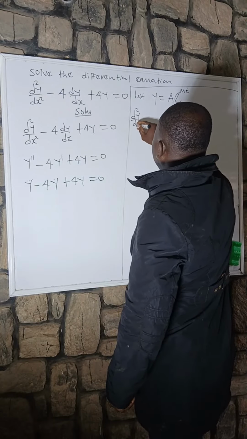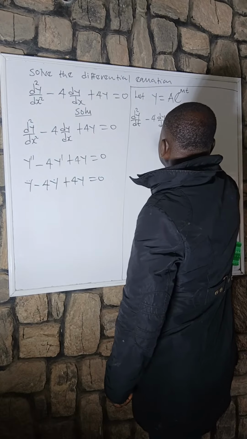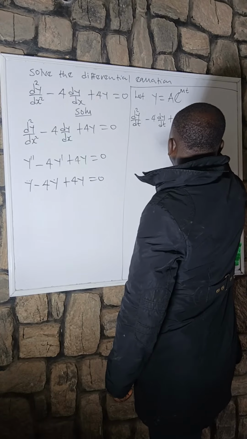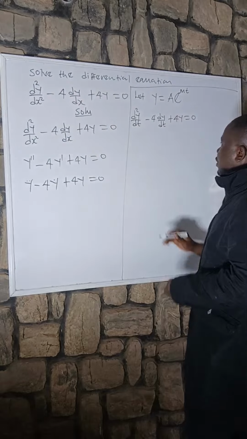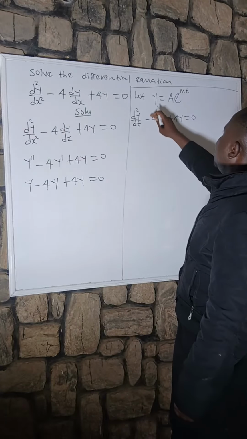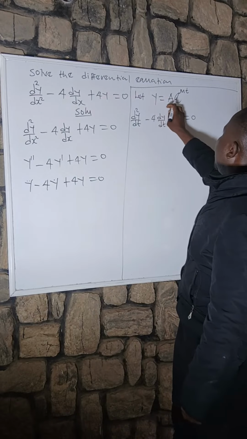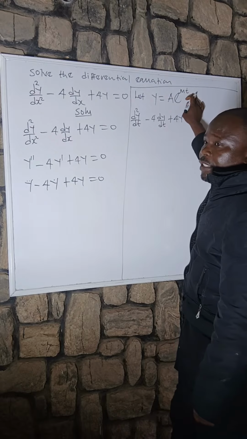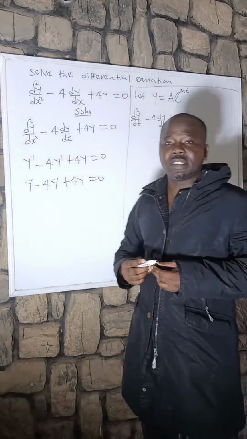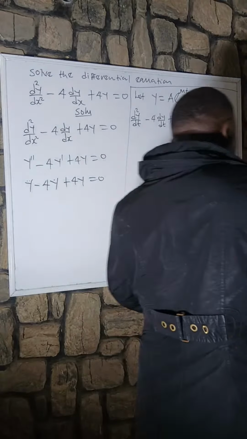It means assuming here will now be d square y all over dt square minus 4 dy all over dt plus 4y equals to 0. That is what I mean. You can now see that the independent variable here is t. So the solution to this differential equation will now be y equals to a exponential mt. Take note. If it is theta, it's the same thing. Is that clear? Take note. It will do you good.